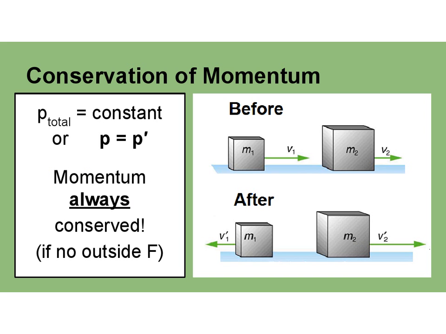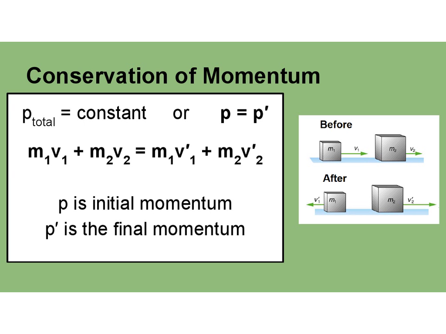Momentum is always conserved. Any kind of crash, any kind of explosion, as long as you don't have any outside forces, then momentum has to be conserved. And that's a big idea. That's what we want to work with in Chapter 8. Now, this is what we did in the last one. Here's the same picture again, but we said that the momentum before has to equal the momentum afterwards.